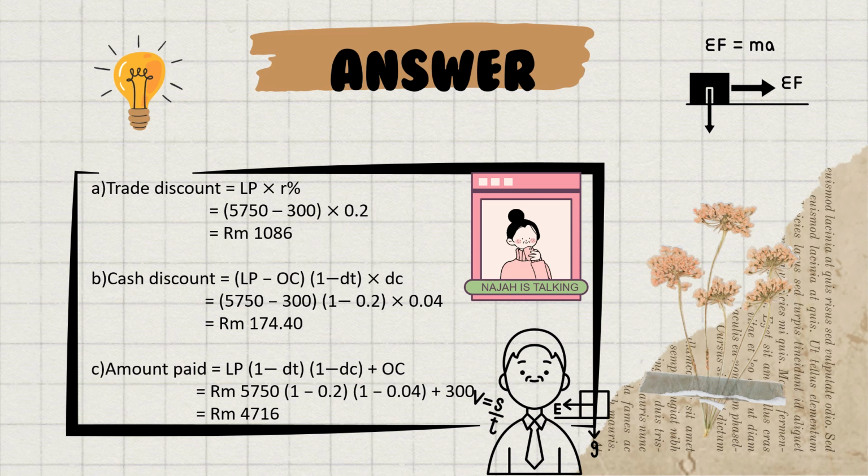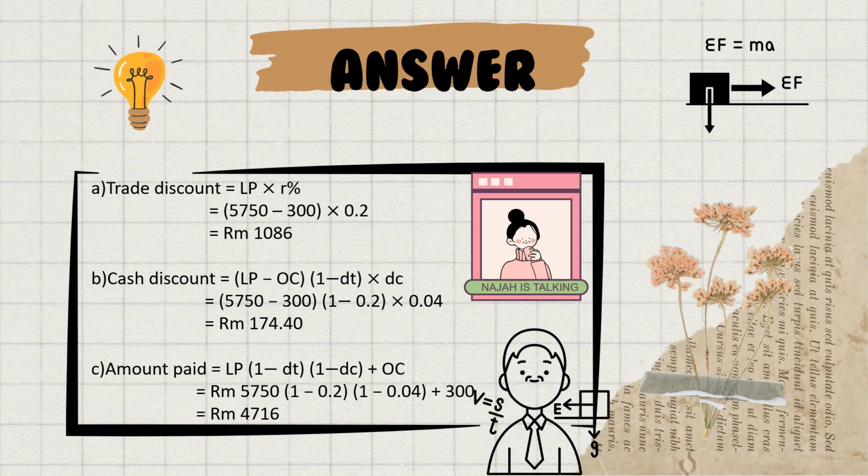The formula is cash discount equals (list price minus other costs) multiplied by (1 minus trade discount rate) multiplied by cash discount rate. So RM 5,750 minus RM 300, multiply 1 minus 0.2, multiply 0.04 and the answer is RM 174 ringgit.